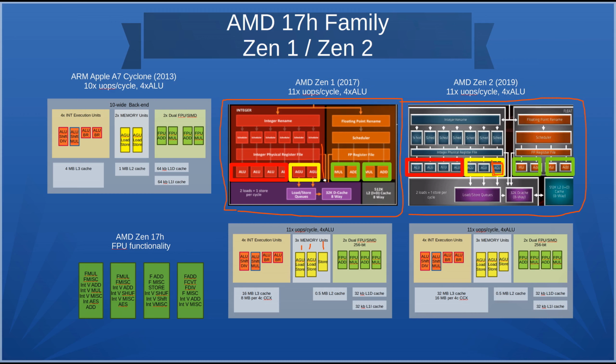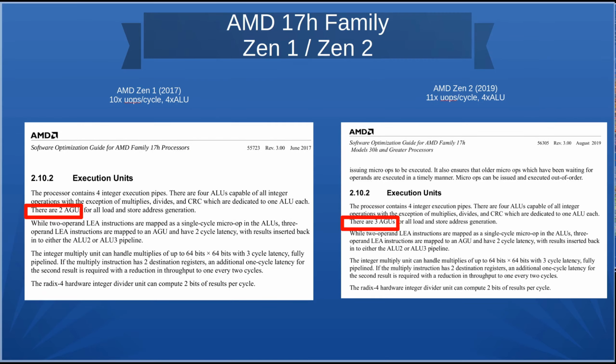So we will take a look at some official documentation. Let's start with the execution units first. On the left side, this is the Zen 1 documentation from 2017 for the 17H family. And on the right side, we have the documentation updated from August 2019. So this is the Zen 2 architecture. Let's compare those documents.